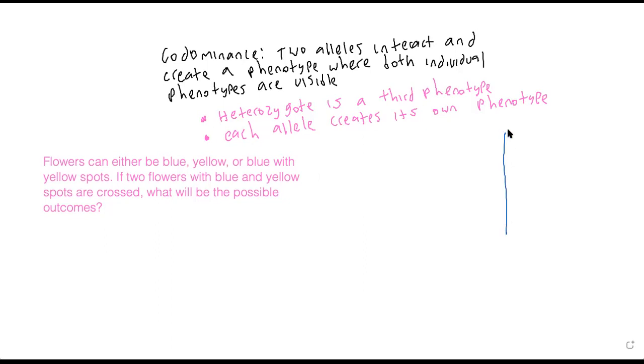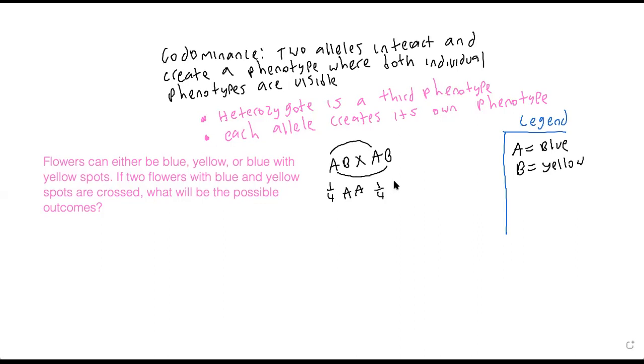Now, the legend is actually going to be the same. I'm not going to use blue again. So we'll say that big A, once again, is going to be blue. Big B is going to be yellow. And if we are going to do a cross here with two flowers that are blue with yellow spots, we FOIL first: outer, inner, and last.